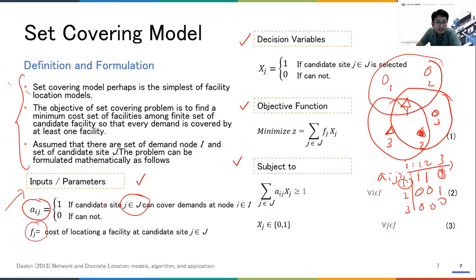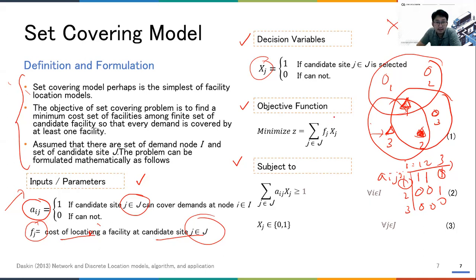And then for each facility being opened, let's say facility 3, if you want to use it, you need to pay some amount of money. Facility 1, if you use it, you will need to pay some amount of money. Facility 2 also like that. So this will be F, the cost of locating a facility at candidate site J. And the decision variable defines whether you are going to use this facility or not. If you want to open facility 1, then x1 will be equal to 1. If not, it will be equal to 0.